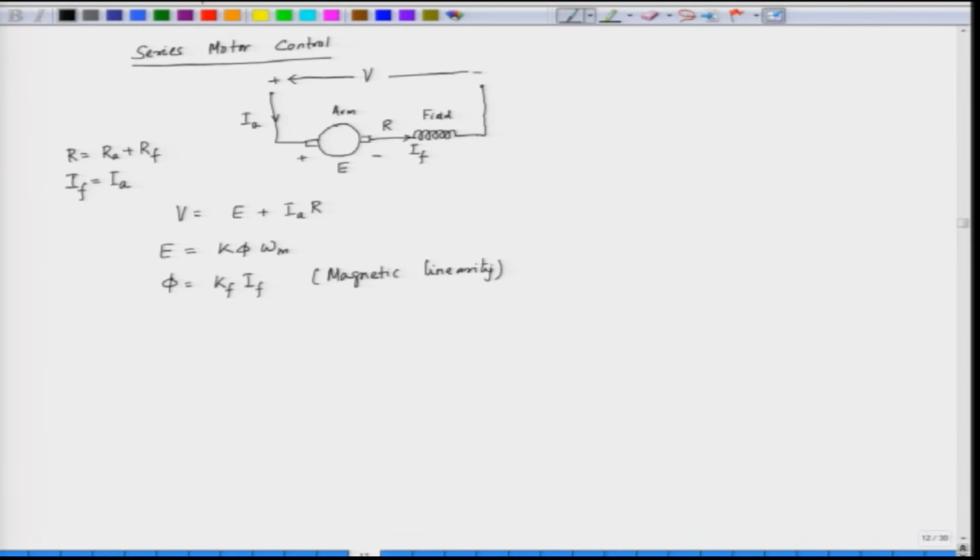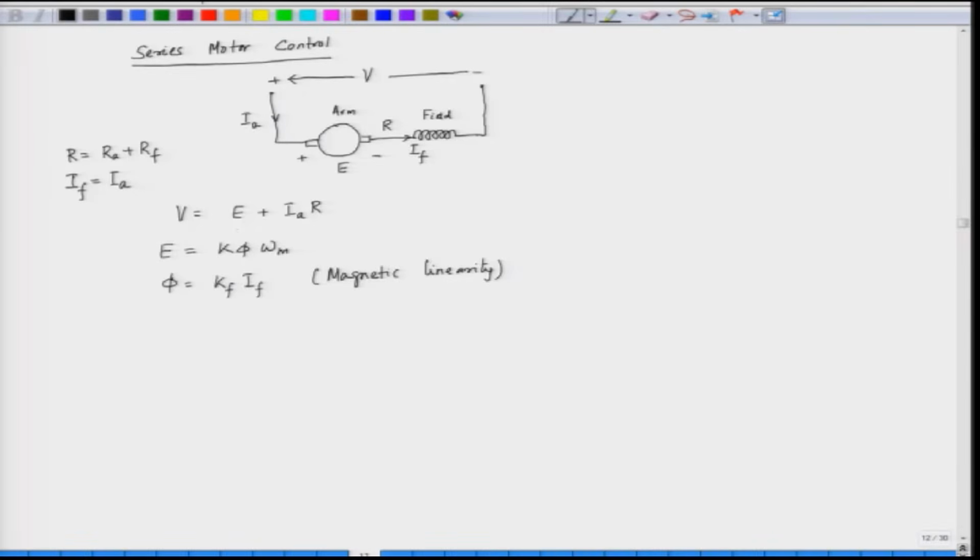It means if you assume that the magnetic circuit is linear, when we change the field current, the field flux will change proportionately. Now, when we apply this in the equation, again we have the equation for the torque. Torque is given as K phi, the flux, into the armature current.